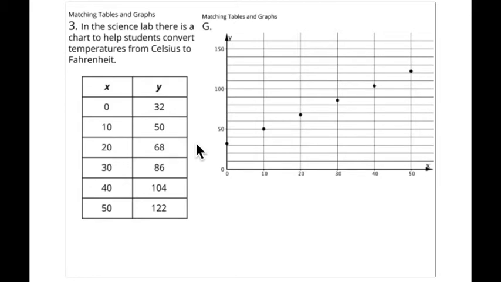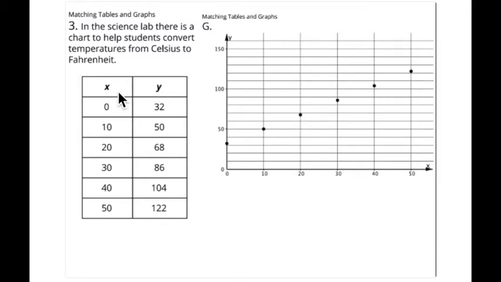This is table 3 and graph G. And I thought this was the most interesting of all of the problems in this activity, because this uses a formula or an equation that you are familiar with, that you've seen before. Many of you have seen before. And so this is converting temperatures from degrees Celsius to degrees Fahrenheit. So you're going from Celsius to Fahrenheit.